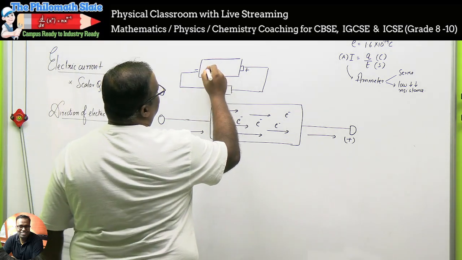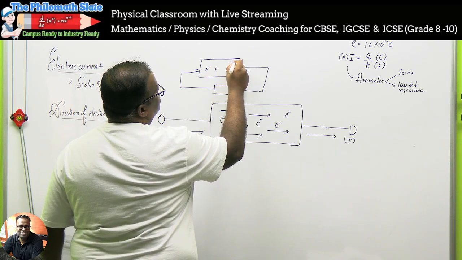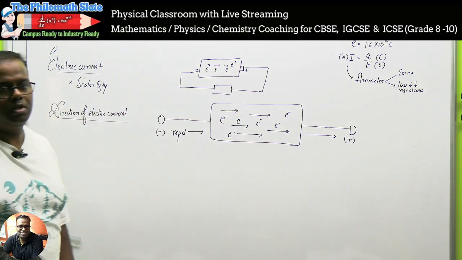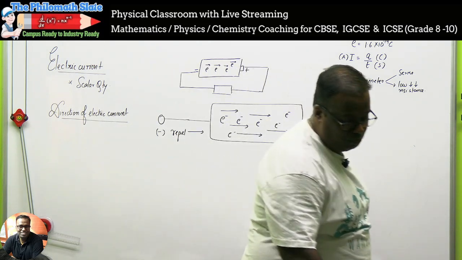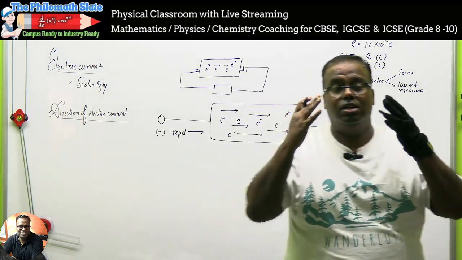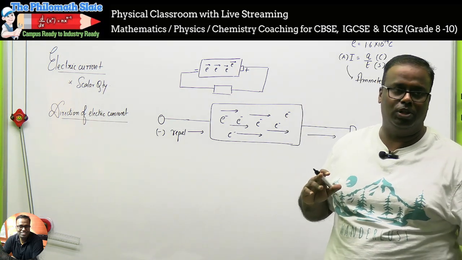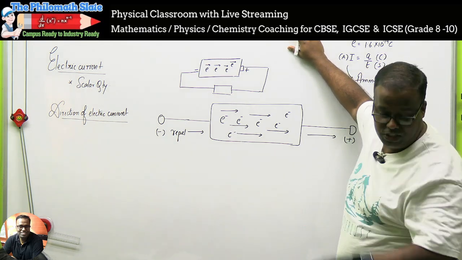So how should our electrons be? Electrons should move towards the positive side. The movement of electrons is always known as the conventional flow of electric current. There will be a little confusion here, let me say it first, right? When we talk about electric current, what is the direction of flow of electric current?